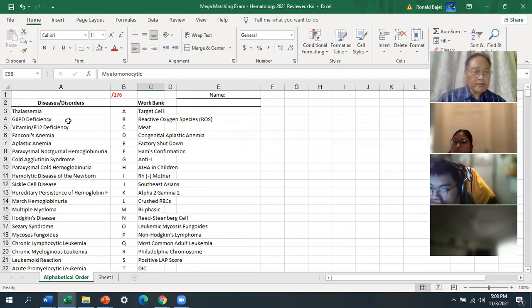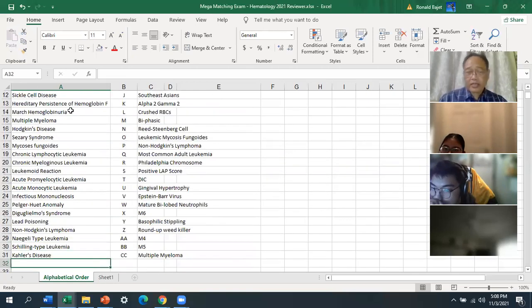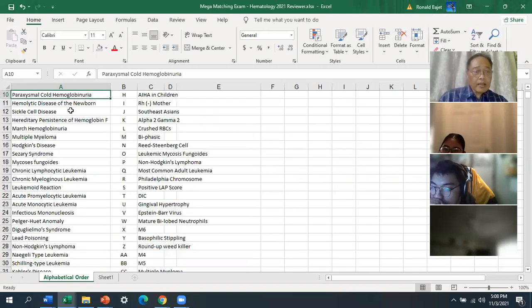are a bunch of diseases or disorders like thalassemia and G6PD, Fanconi's anemia. Remember Fanconi's anemia? It's an aplastic anemia. PNH, paroxysmal nocturnal hemoglobinuria, sickle disease. So these are disorders and diseases listed on the left. This is only one section, okay?